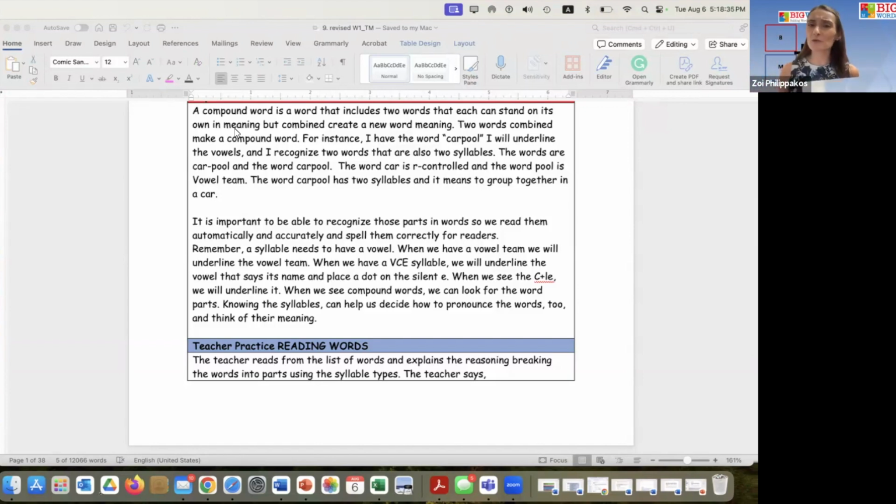It is important to be able to recognize those parts in words so we can read them automatically and accurately, and we can spell them correctly for the readers. Remember, a syllable needs to have a vowel. When we have a vowel team, we will underline the vowel team. When we have a silent E syllable, we will underline the vowel that says its name and place a dot on the silent E because it's capped, it can't talk. When we see the consonant plus LE, we will underline it. When we see compound words, we can look for the word parts. Knowing the syllables can help us decide how to pronounce the words and think of their meaning.